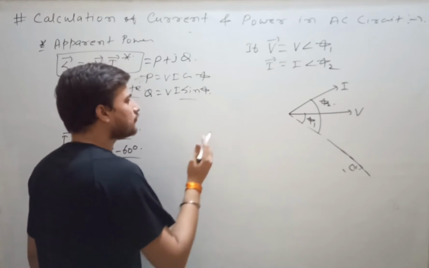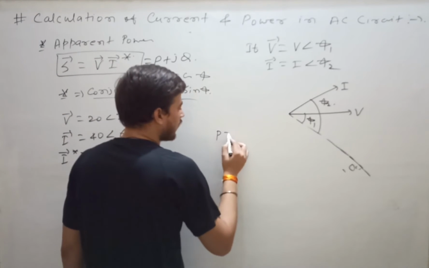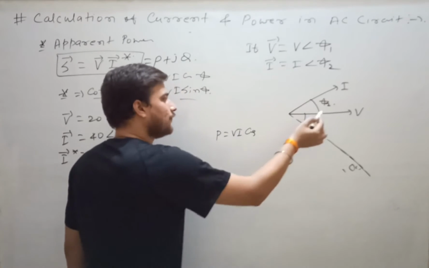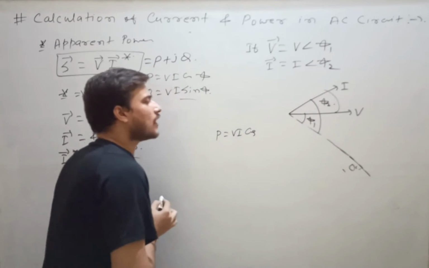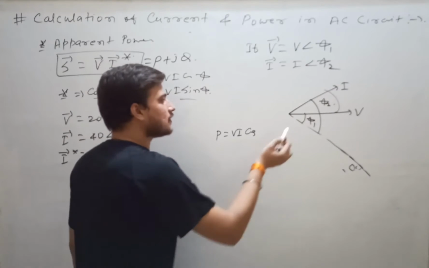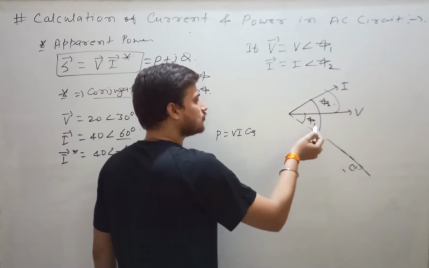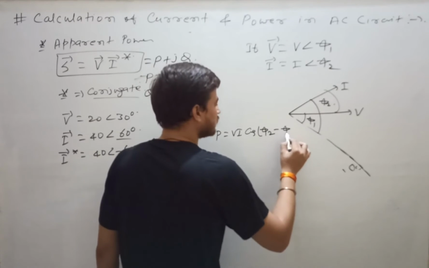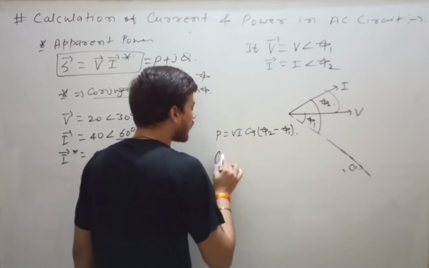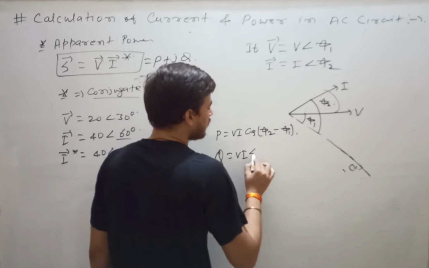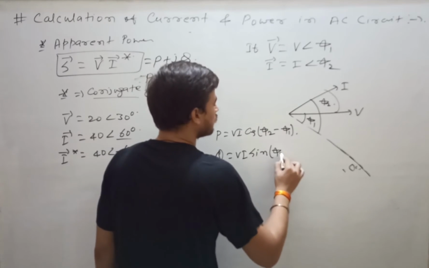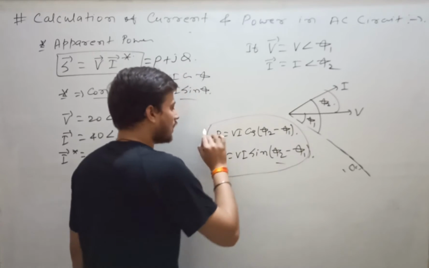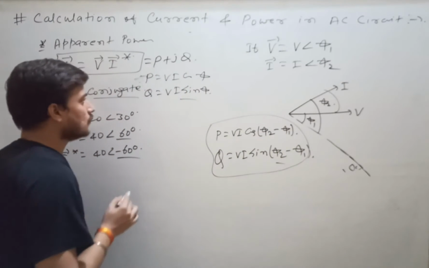Now if you write active power, what will it be? VI cos of the phase difference between these two quantities. So the phase difference between these two quantities will be phi 2 minus phi 1. Clear? If you write Q, it will be equal to VI sin of phi 2 minus phi 1. So this should be the answer for P plus JQ.